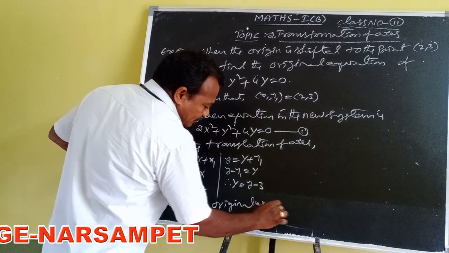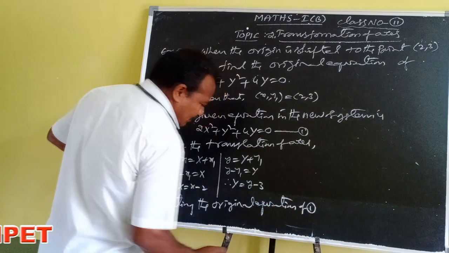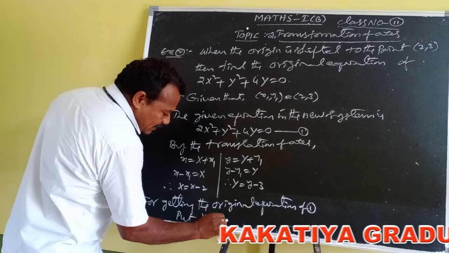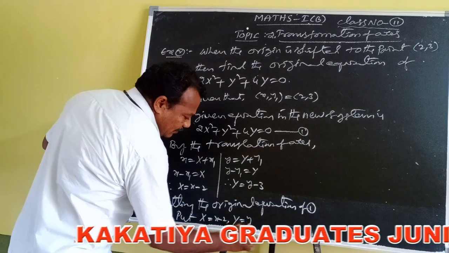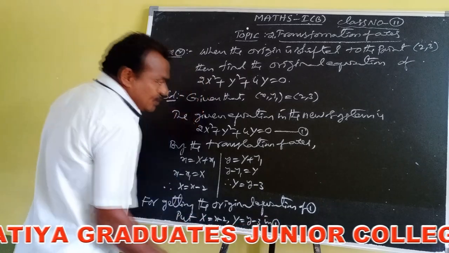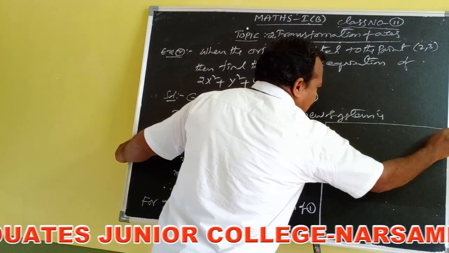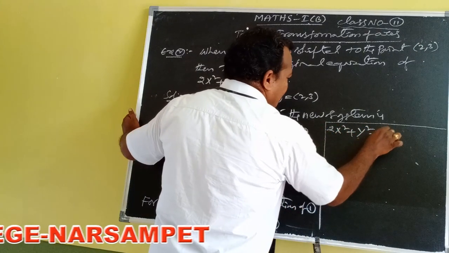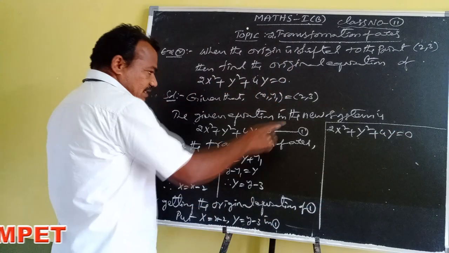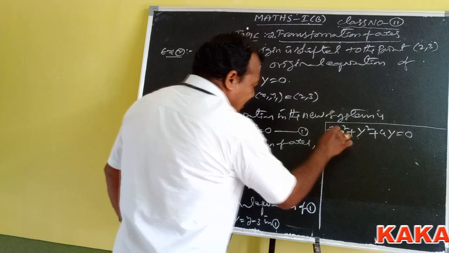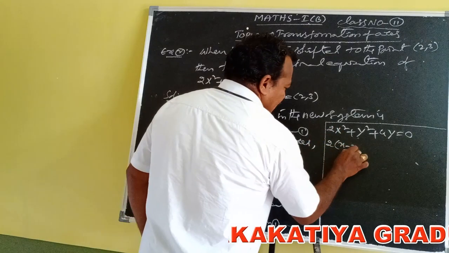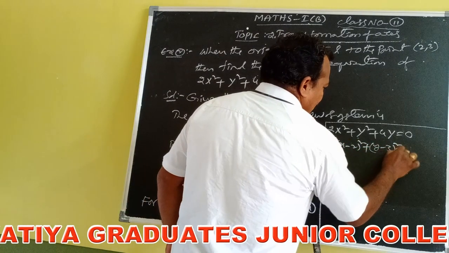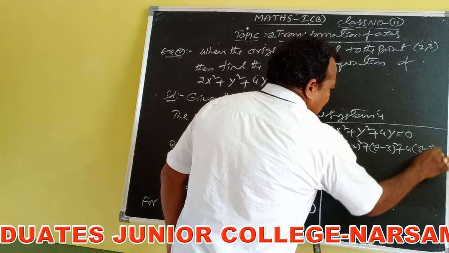So, for getting the original equation of equation 1, the given equation, substitute X = x - 2 and Y = y - 3 in equation 1. The equation becomes 2X² + Y² + 4Y = 0, that is 2(x - 2)² + (y - 3)² + 4(y - 3) = 0.